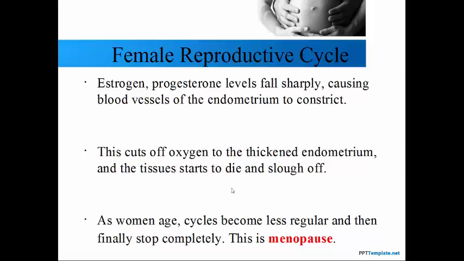And of course, as the woman gets older, the cycles will get less and less regular. Instead of being once a month, they may be once every 6 weeks or once every 2 months. They become very erratic, and at some point they will stop completely. That point is called menopause. At this point, you cannot become pregnant at all. There's no hormonal support to allow you to get pregnant.